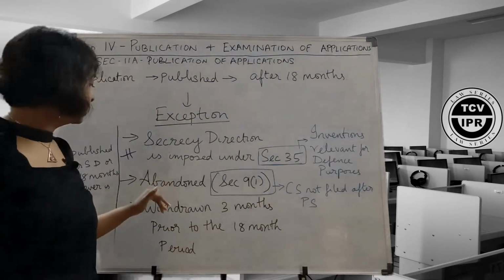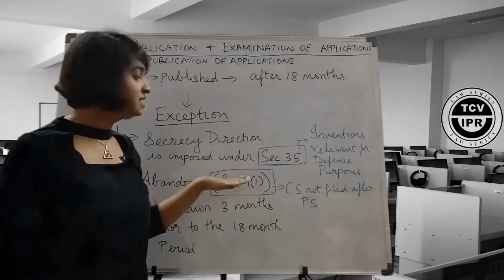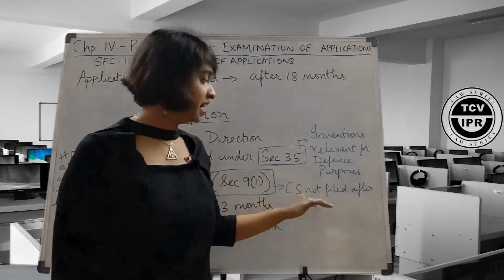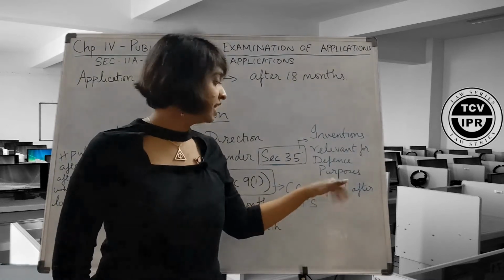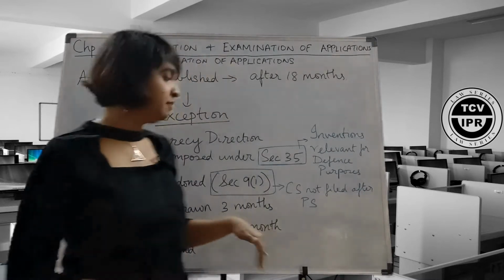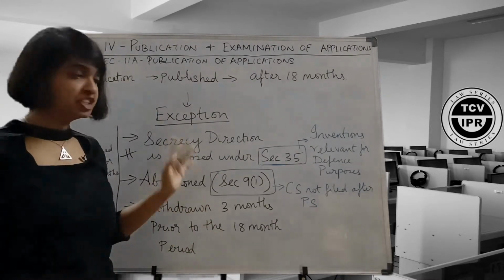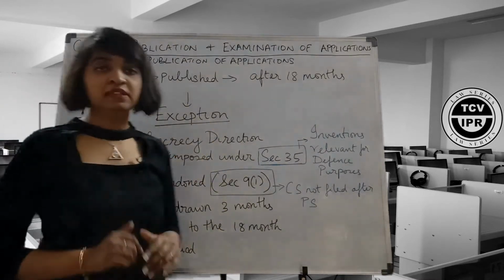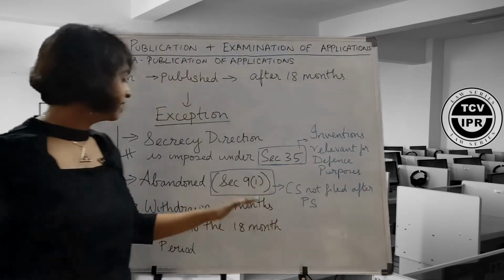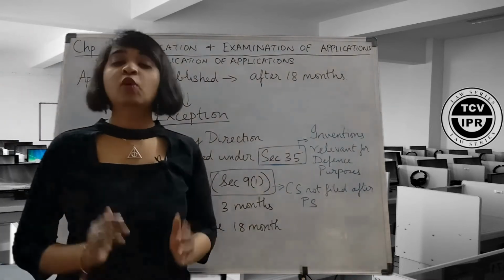Then the next thing is, if it is abandoned due to Section 9 Clause 1. What is Section 9 Clause 1? It says that you have not filed your complete specification after filing your provisional specification. Because of that, your application has been abandoned. The next thing is that if you withdraw your application 3 months prior to the 18-month period, then there is no need to publish, right? So that is another case. In these three scenarios, after 18 months, it won't be published.